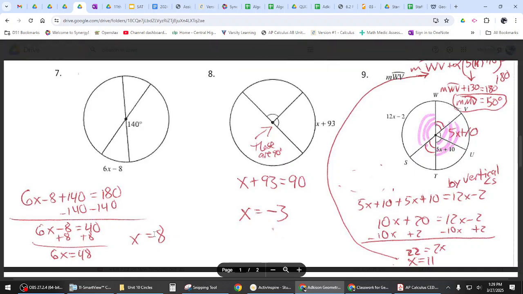Alright, number 8 is a -x. Is that okay? As long as it doesn't make an angle or an arc measure negative, right? -x is okay. Okay, number 9.